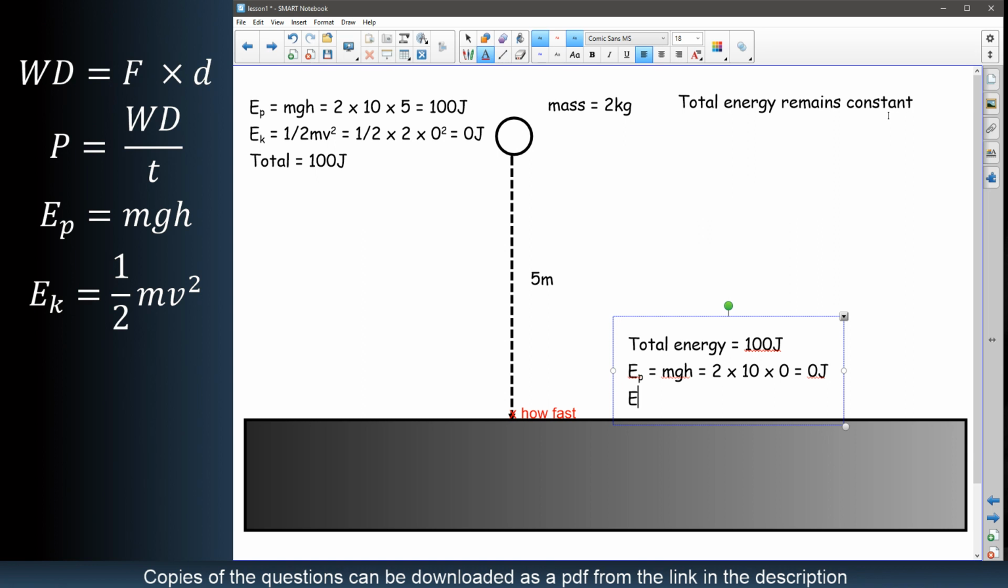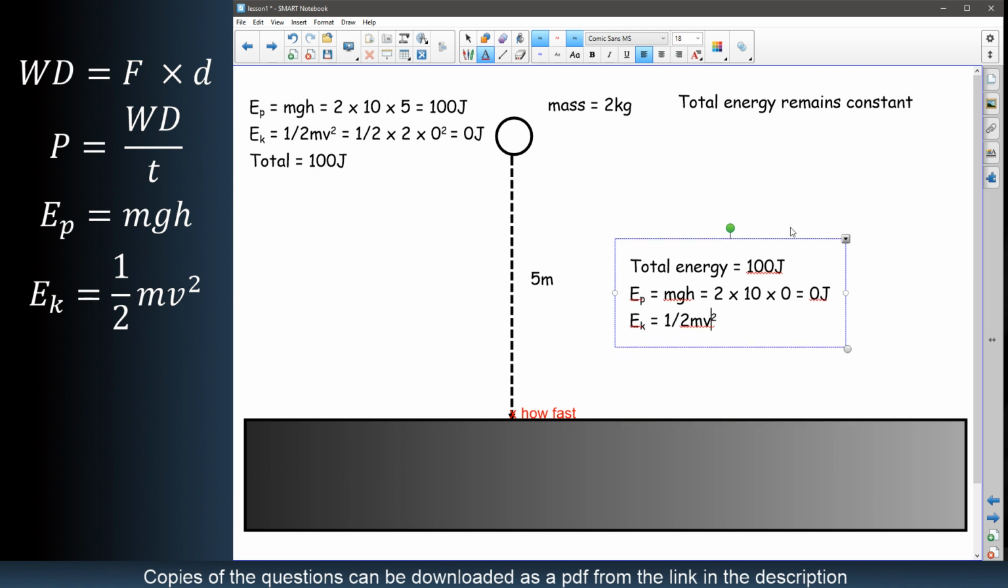So that leaves me with E subscript K equals a half mv squared. But I don't know what v is, I'm meant to be trying to find that out. But I do know that since the total energy is 100 joules and the potential energy is 0 joules, then the kinetic energy must, logically speaking, be 100 joules. That's where all the energy's gone. Energy's been transferred to there.